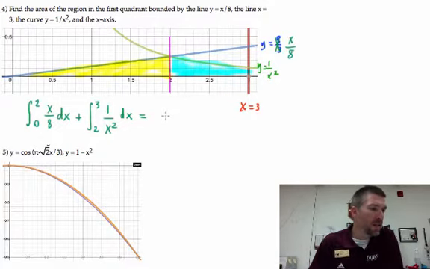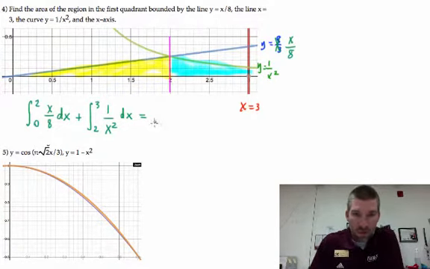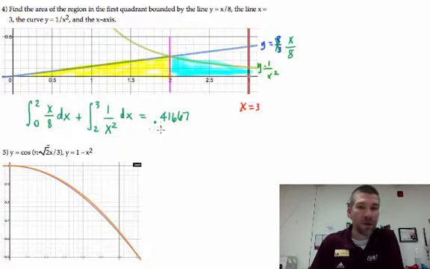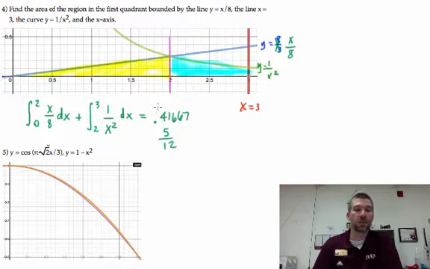So when I did that and punched it into my calculator, I got 0.41667. If you do this, you could also find an exact answer, and the exact answer is going to be 5 over 12. So this is actually not too difficult of a problem because it integrates pretty nice.